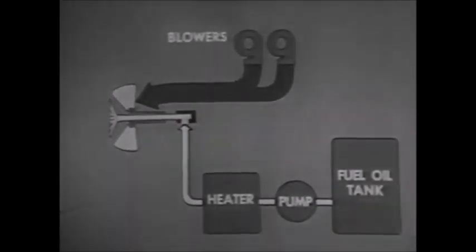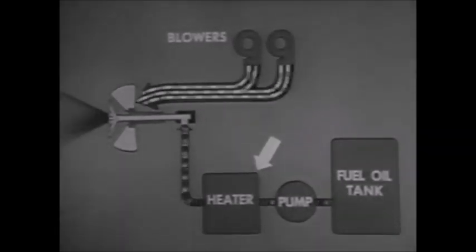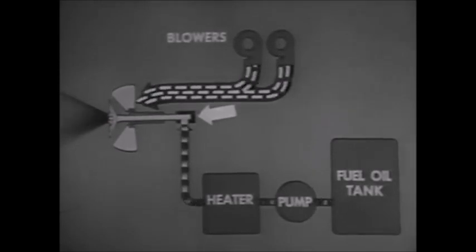combustible mixture. Although all burners perform these two functions, atomizing the oil and mixing it with air, different types of burners atomize the oil in different ways. The forced draft blowers send a strong blast of air to the burner. The fuel oil pump sends the oil through the heater where the oil is heated to give it good flow qualities. Then the oil is pumped to the burner.